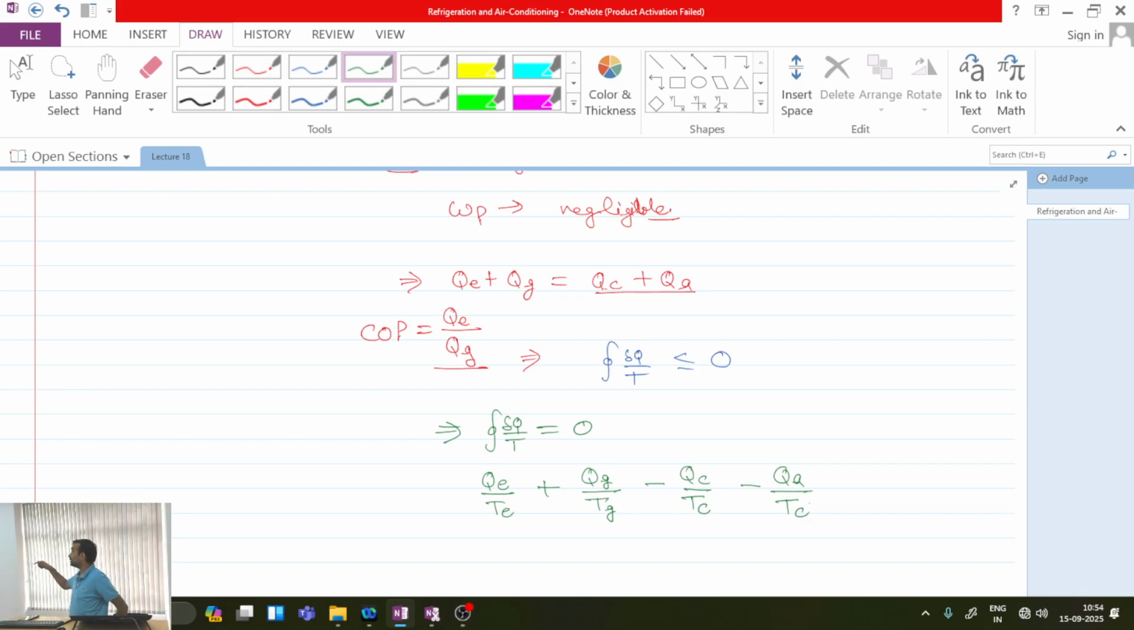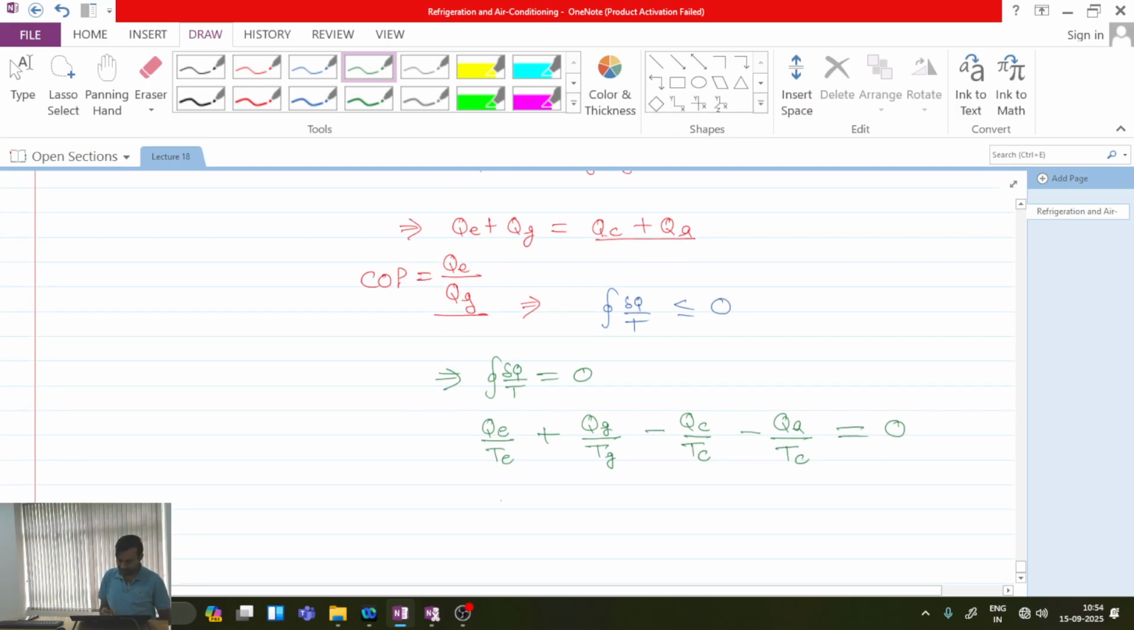Otherwise, if for this absorber I use some other chilled water system, then some energy has to be invested over there as well. Okay, but that we are not considering in the analysis. It means the ambient water is being used for cooling the absorber. So this has to be equal to 0.